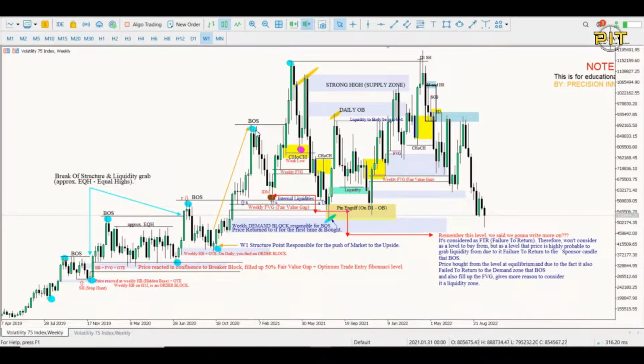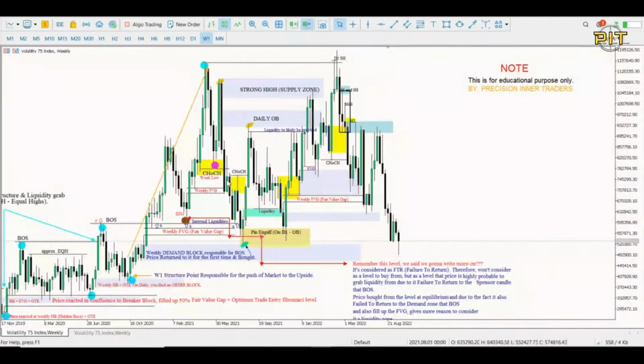So this really is not our structure point. Meaning this entire move is our structure: our higher high, higher low, higher high, higher low, higher high, higher low, higher high, then this becomes our higher low. So price can fill up the fair value gap here.